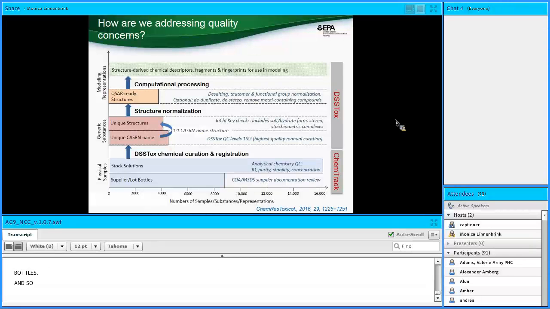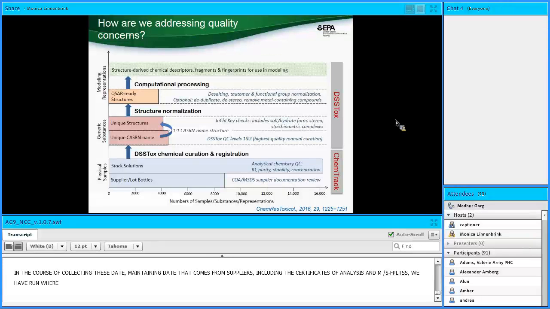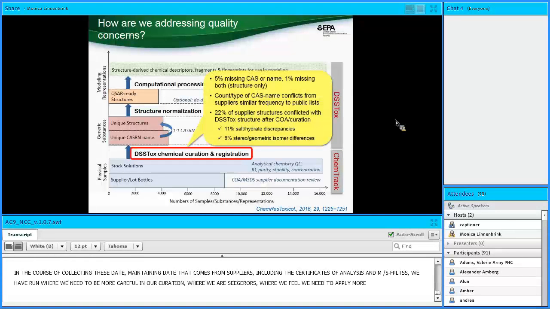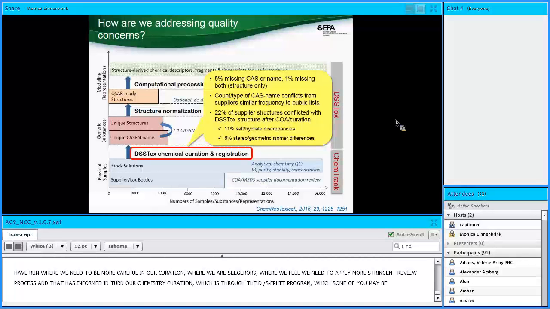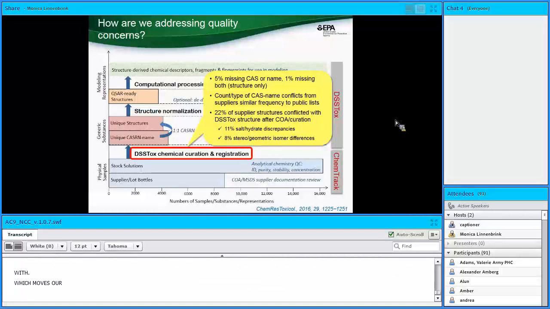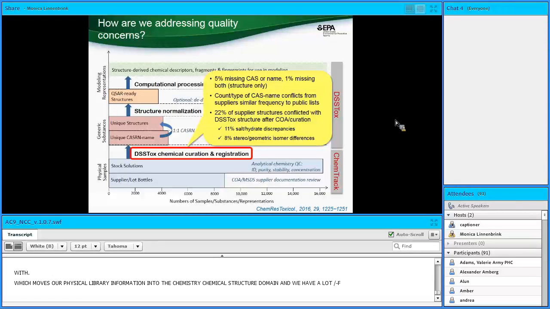In the course of collecting these data, reviewing data that comes from suppliers, including the certificates of analysis and MSDSs, we have learned where we need to be more careful in our curation, where we are seeing errors, where we feel we need to apply more stringent review process. And that has informed, in turn, our chemistry curation, which is through the DSSTox program, which some of you may be familiar with, which moves our physical library information into the chemical structure domain. And we have a lot of capabilities as well in that domain to bring to the problem.